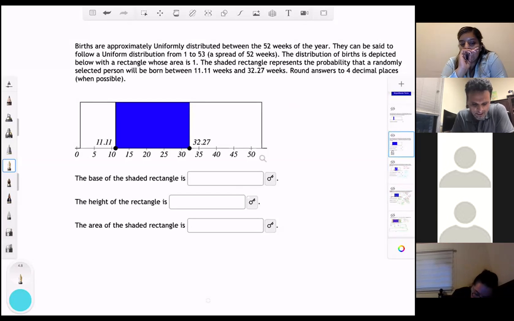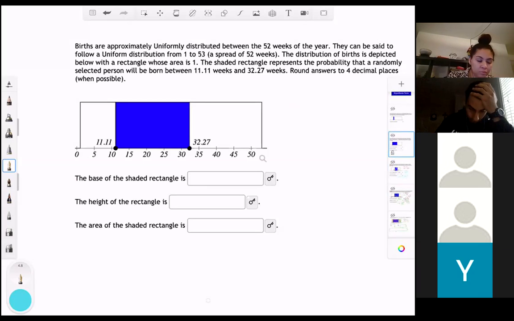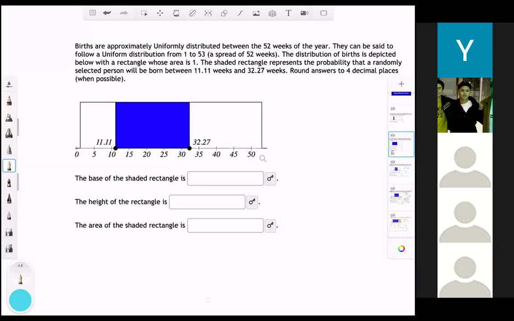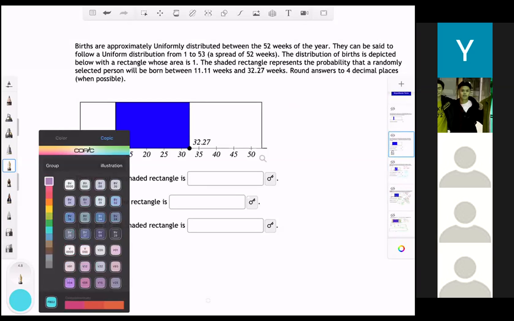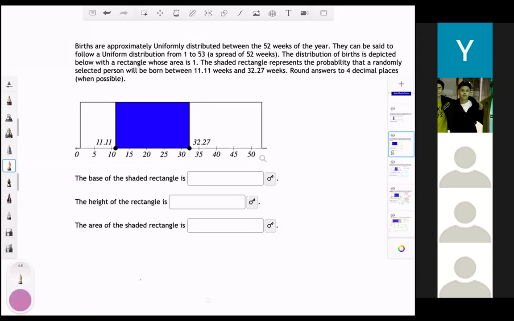The base of the shaded rectangle. I'm fully confident that if I ask Sierra, she will answer. 95% confidence. What is the base? The base is 21.16.